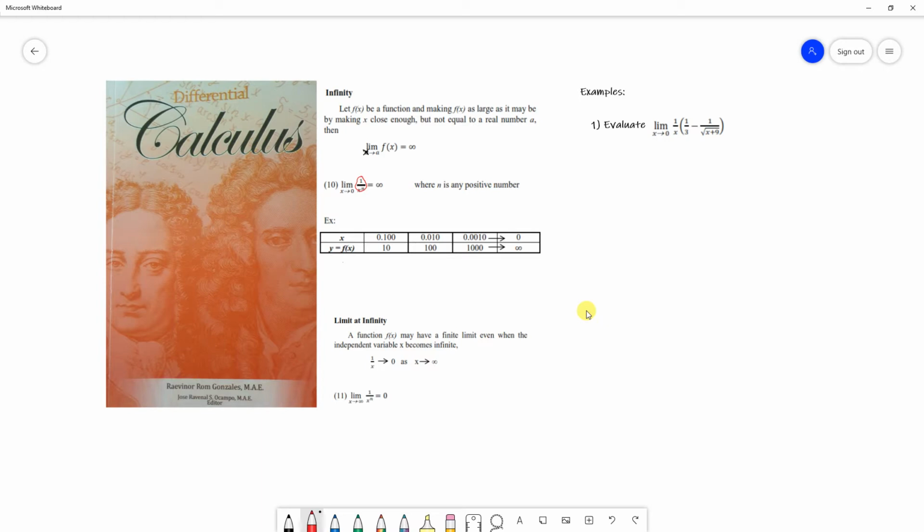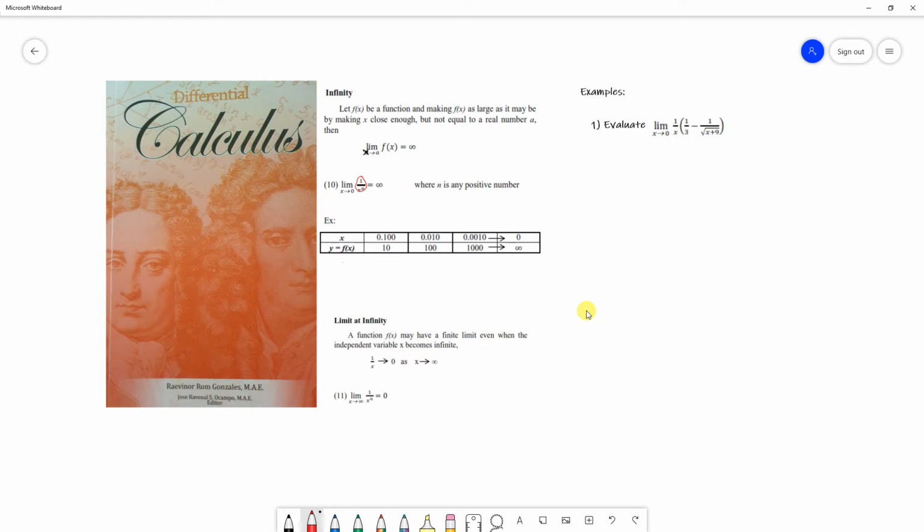And also in limits at infinity, so theorem number 11 tayo, a function or f of x may have a finite limit even when the independent variable x becomes infinite. If we have 1 divided by x, ano naman mangyayari kay x? Si x naman daw ay palaki ng palaki. The answer of the function will be 0 as long as our base becomes very large. So kabaliktaran ng 11 si 10.